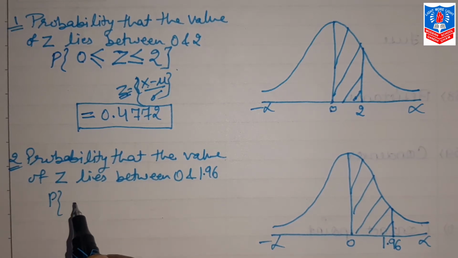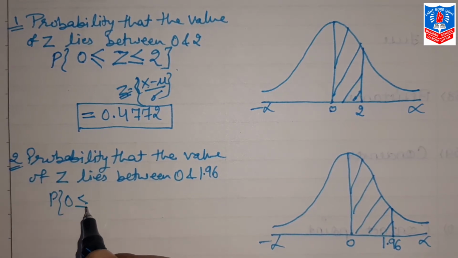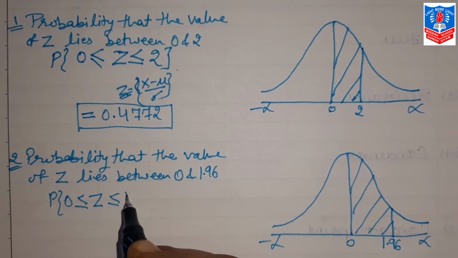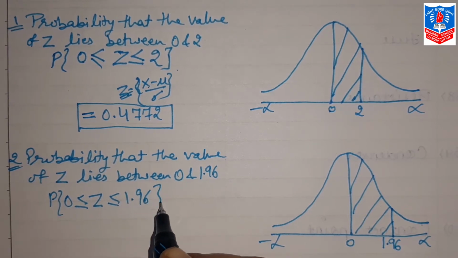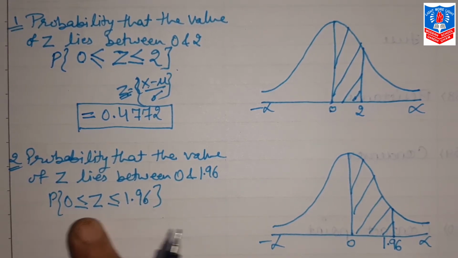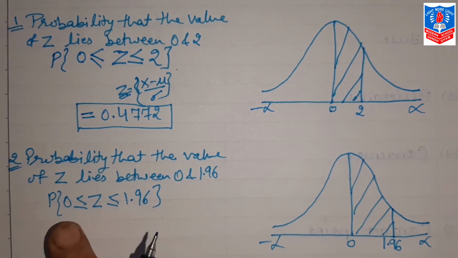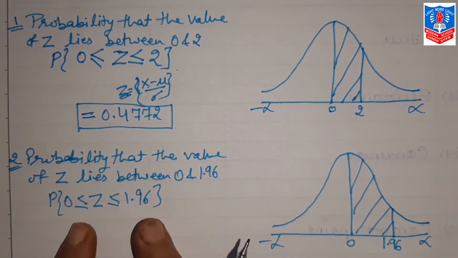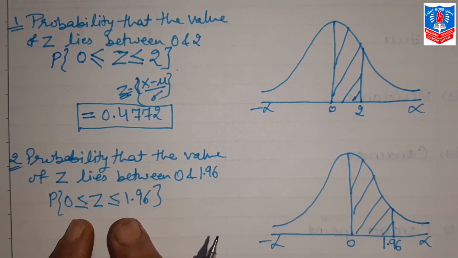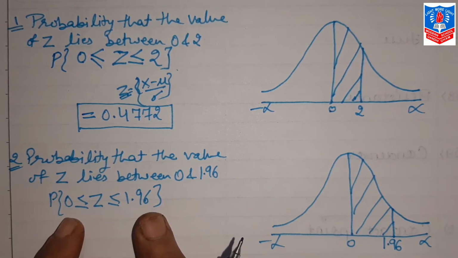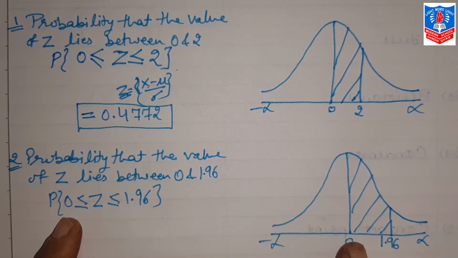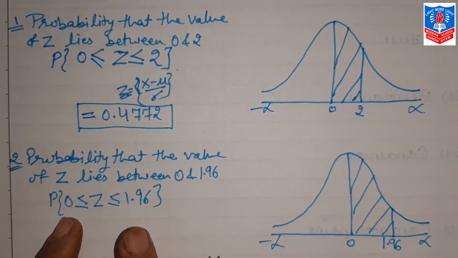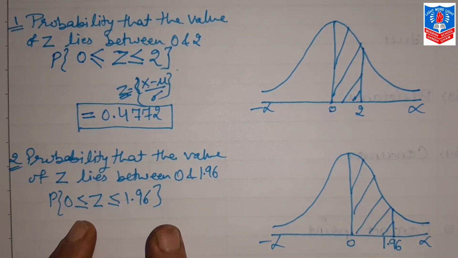Again, if we want to show this in symbolic form, it will be this way: Z lies between 0 and 1.96, that is 0 less than or equal to Z less than or equal to 1.96. Why do we show it with the equal to sign? Because 0 as well as 1.96, both values we take. Because it is given as between, it's not excluded. If it is not there, then we don't show the equal to sign.